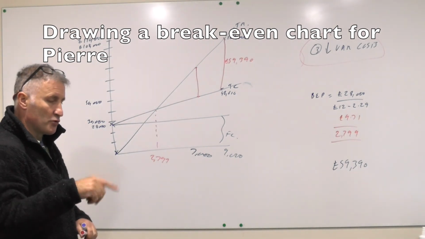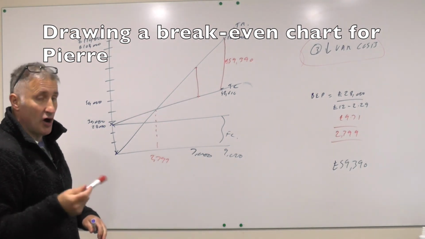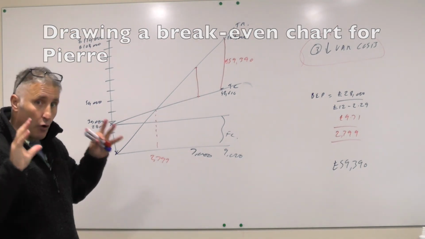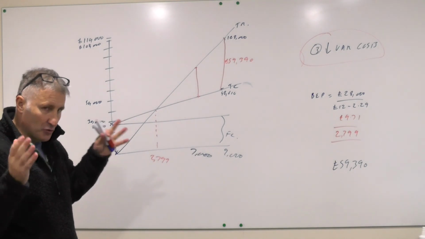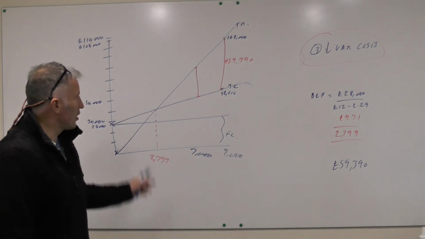So basically, if you want to reduce your break-even point, you reduce your fixed costs, reduce your variable costs, or increase your selling price. Now, all of those methods are also the same thing as increasing your profitability. Okay, thank you.